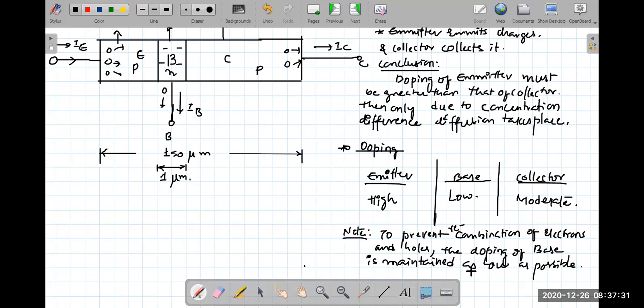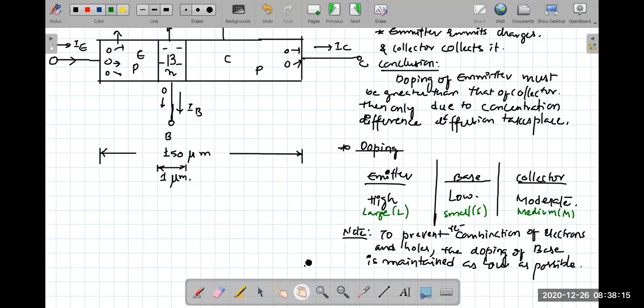Now, how I usually remember this may look silly, but I remember it as large, medium, small. Because the emitter must be emitting, its doping must be large. The collector is medium, and I know the reason that combination must not take place in the base. I remember it as small, but actually high, low, moderate are the proper terms for doping levels. I remember it as large, medium, and small.